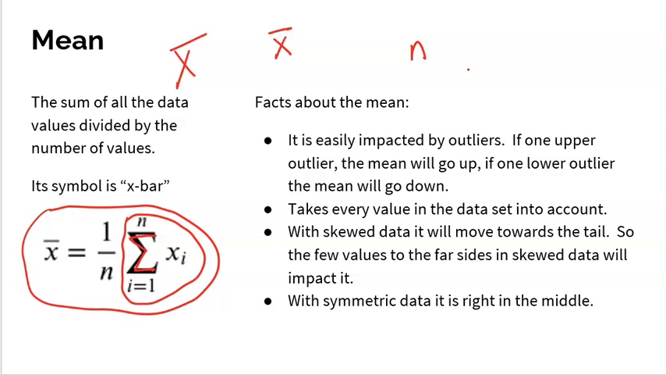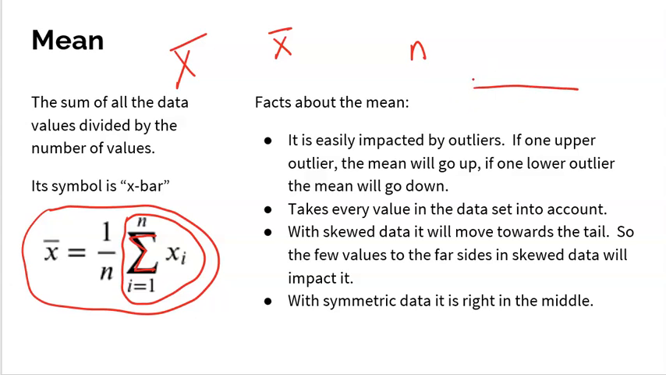The same thing can be said the other way. If all of your values are in the hundreds, but you have one value that's really down in the single digits, like 3, that one really, really low value is going to pull the mean down closer to it, okay? So with skewed data, it will move towards the tail.